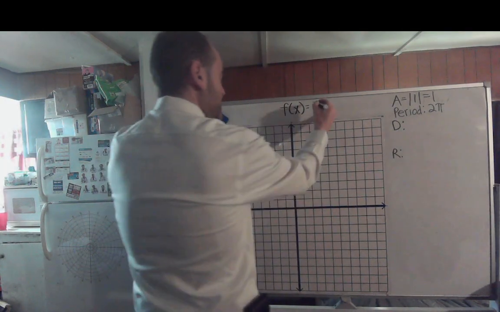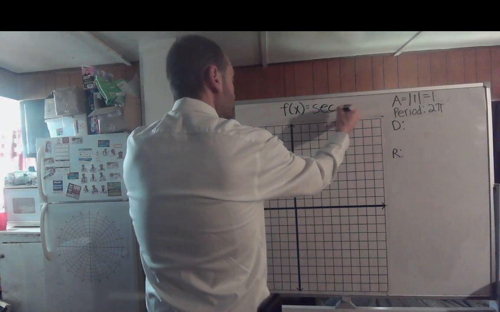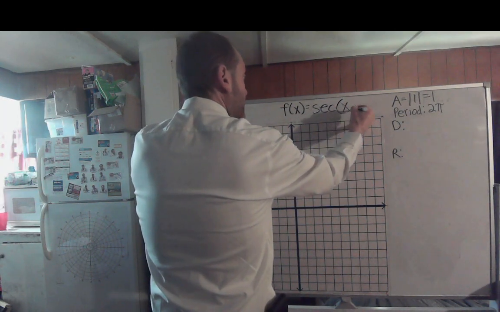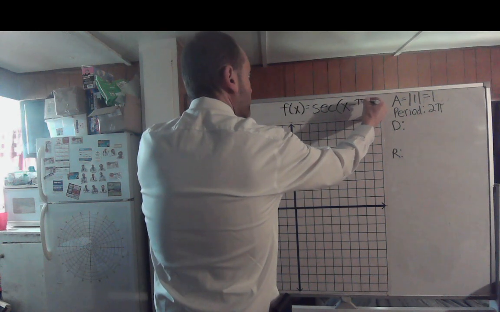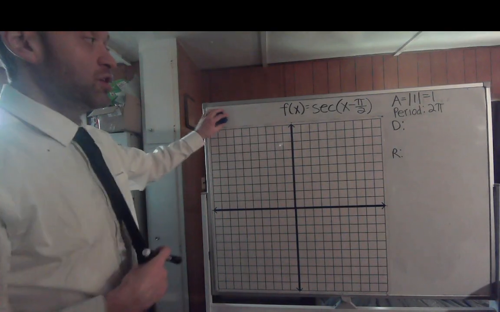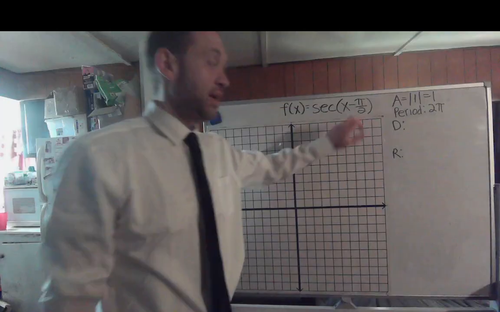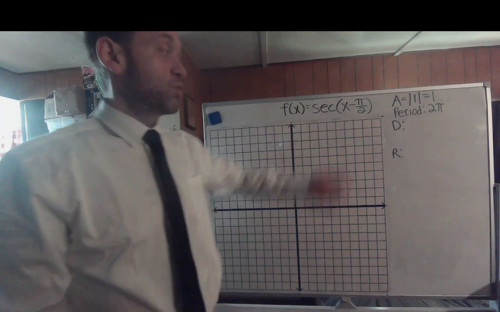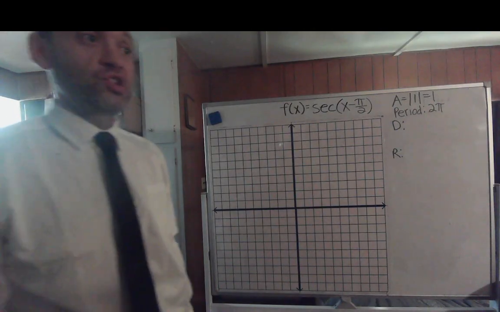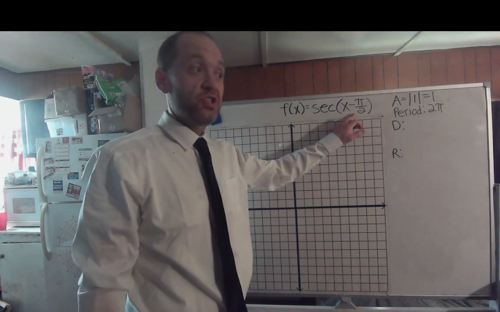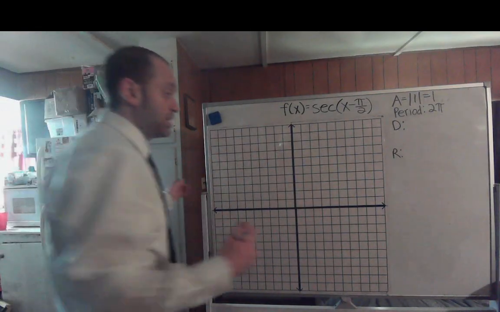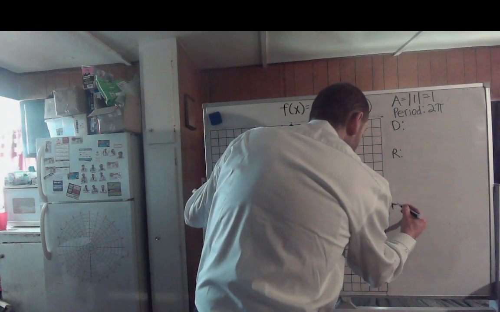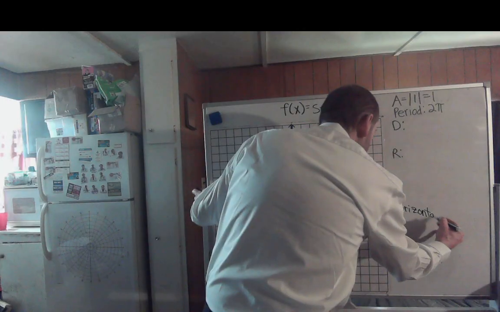So f of x equals the secant of the quantity x minus pi over 2. Much like with your sine and cosine functions, if you have a quantity x plus or minus a quantity, this denotes a horizontal shift. So set that x minus pi over 2 equal to 0, you'll get x equals pi over 2. So actually you have a horizontal shift to the right pi over 2 units.